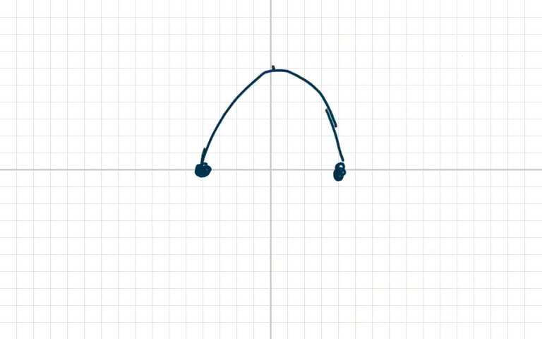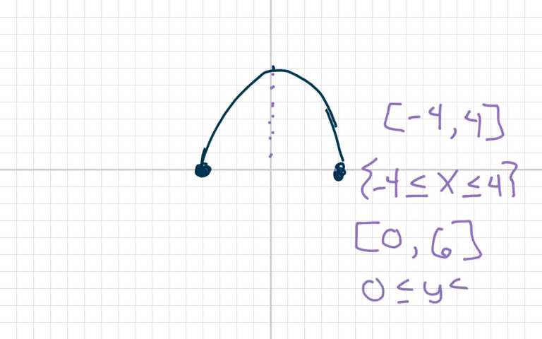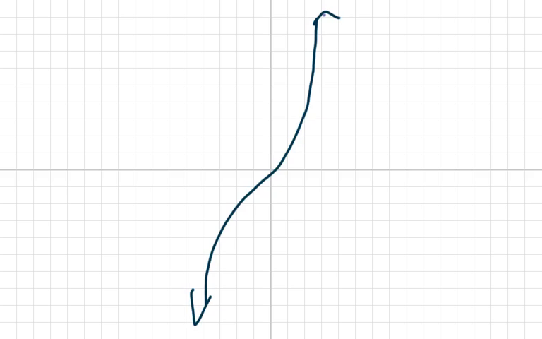Okay. This one is the same type thing. We're in between -4 and 4. And y starts at 0 and goes to, wait, 1, 2, 3, 4, 5, 6, hey, counting to 6. Or y is in between 0 and 6. Alright. And this one, is this the last one?